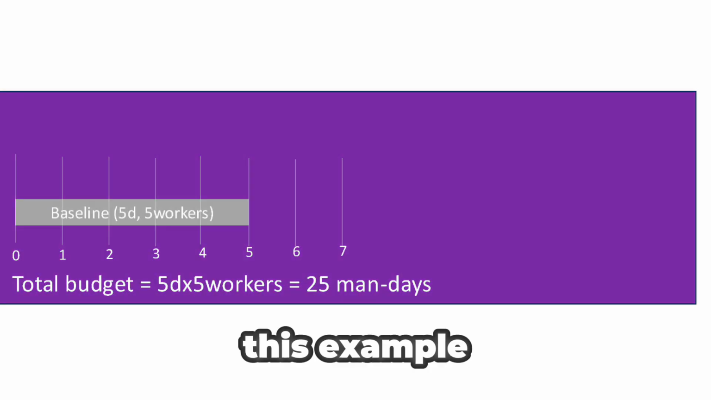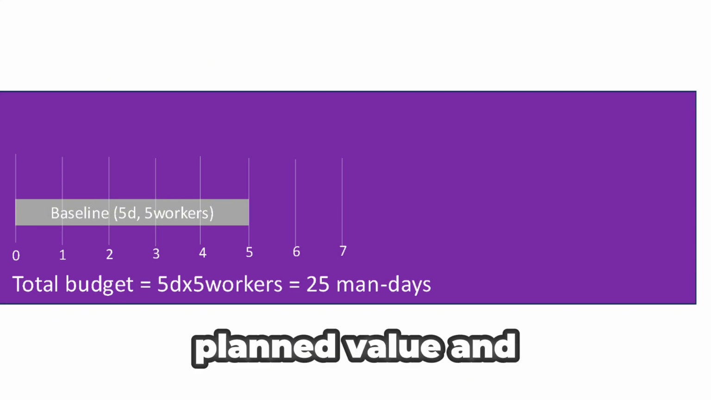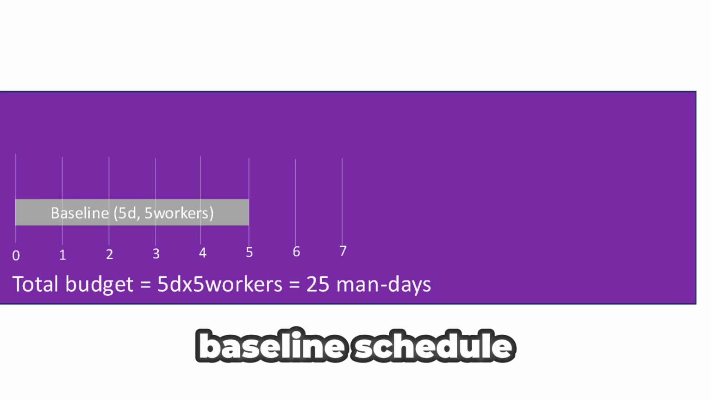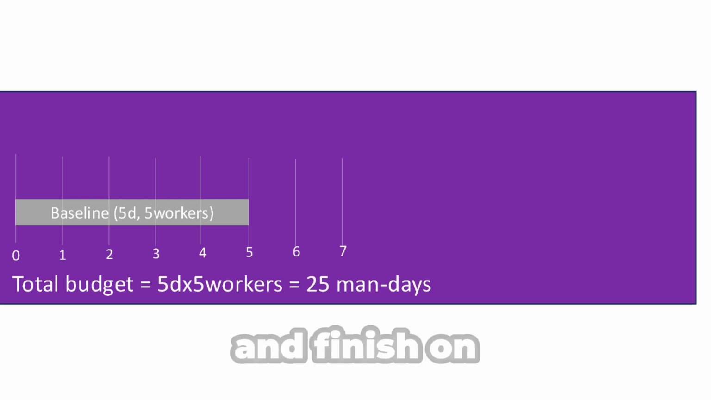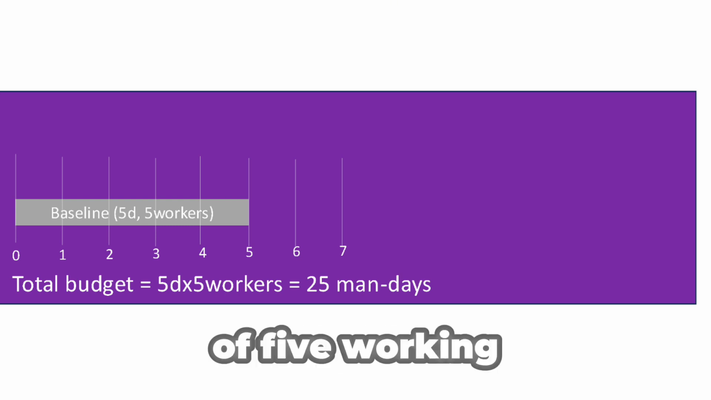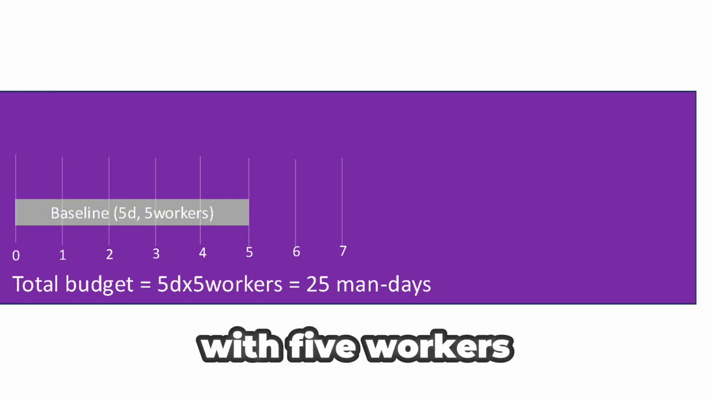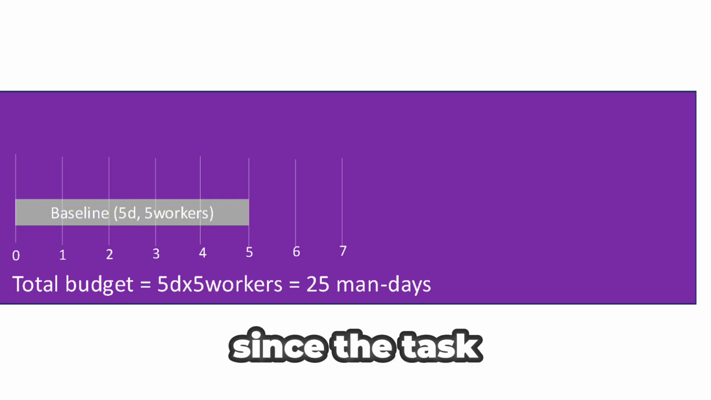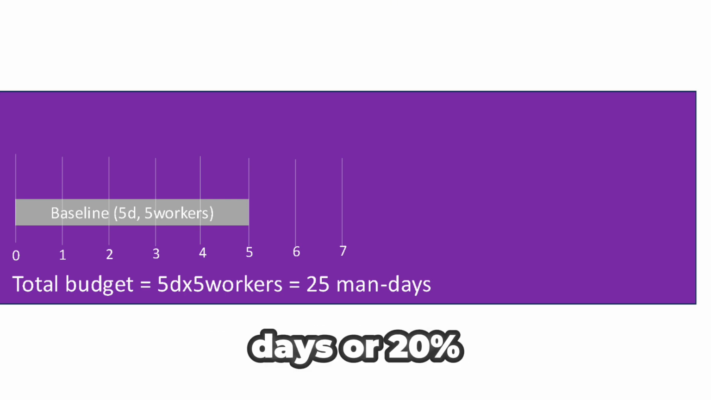Let's walk through this example to better understand the concepts of planned value and earned value. A task is assigned to a crew of 5 workers. According to the baseline schedule, the task is planned to start on day 1 and finish on day 5, giving a total of 5 working days. With 5 workers contributing each day, the total planned effort is 25 man-days. Since the task was divided evenly over 5 workdays, every day we need 5 man-days, or 20% of the total work.